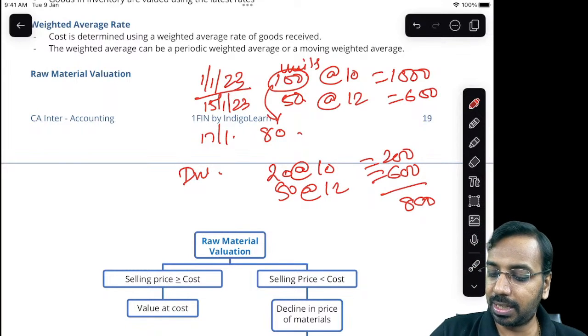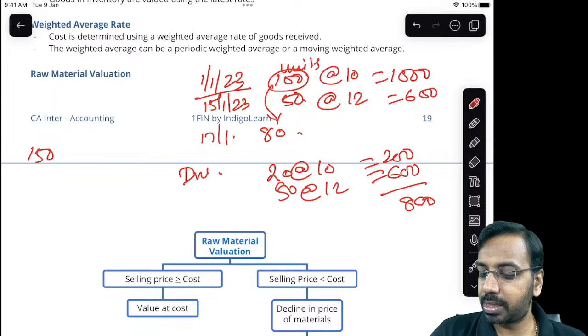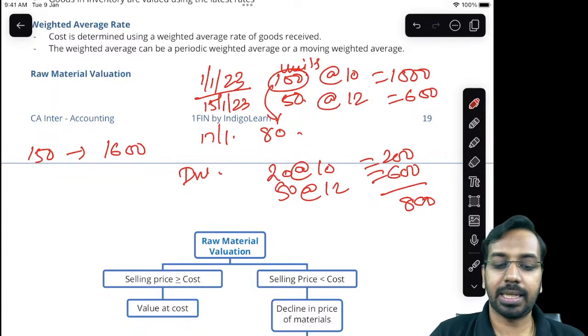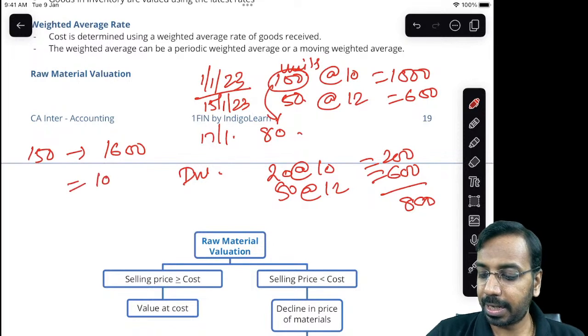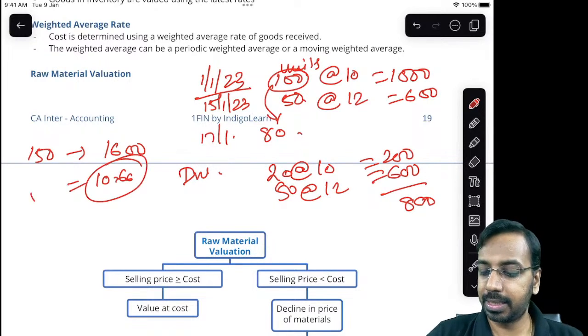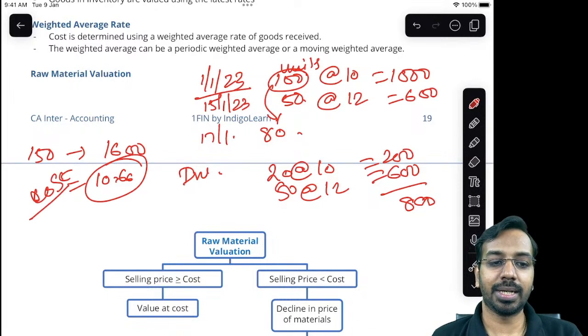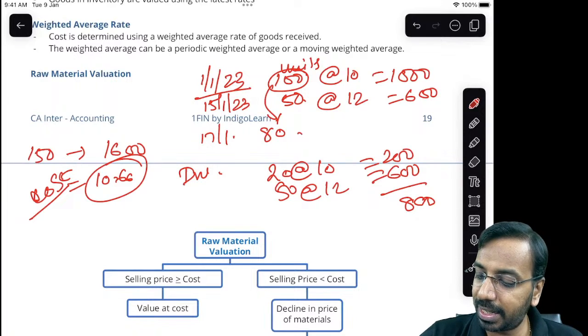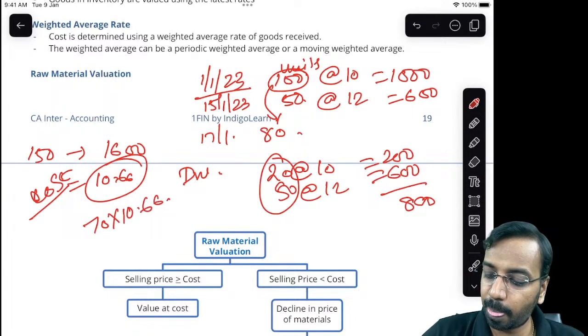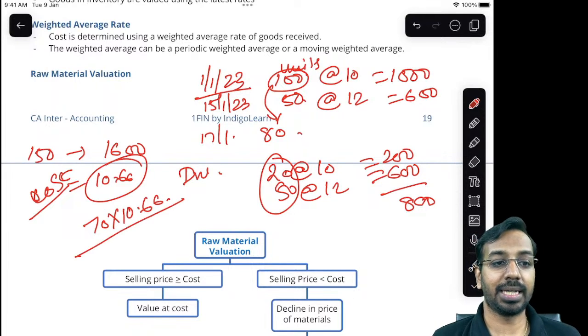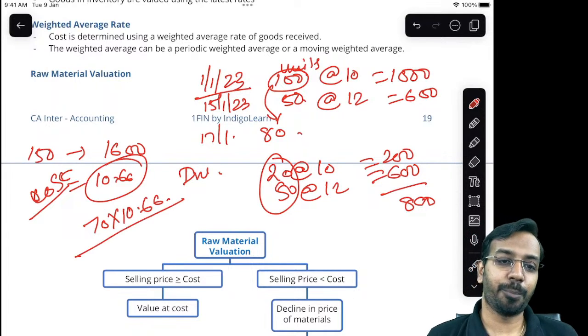Weighted average method basically says you have 150 units which cost you 1600. So 1600 divided by 150, the rate becomes 10.66. This is the cost per unit, which is 10.66. So my inventory of 70, I will multiply by 10.66 and get the cost of inventory. That is called the weighted average method, right?